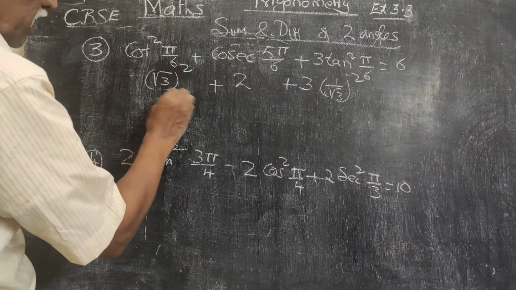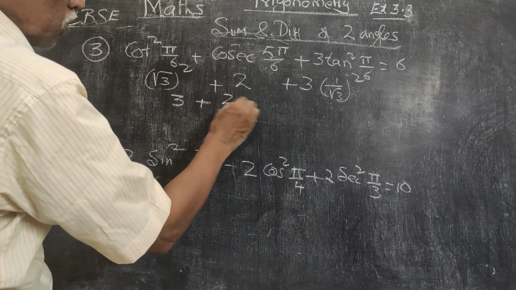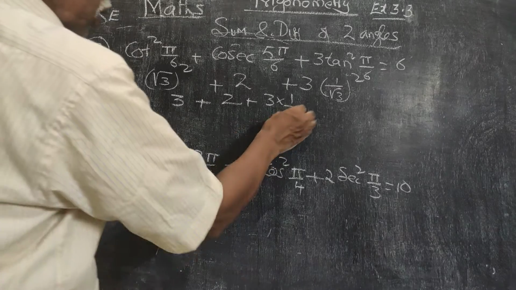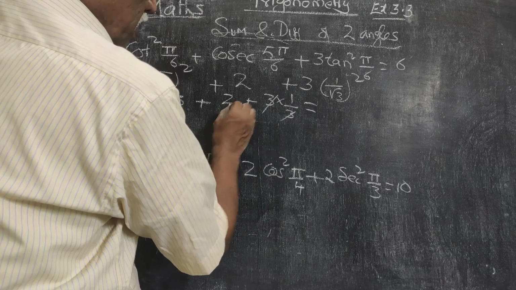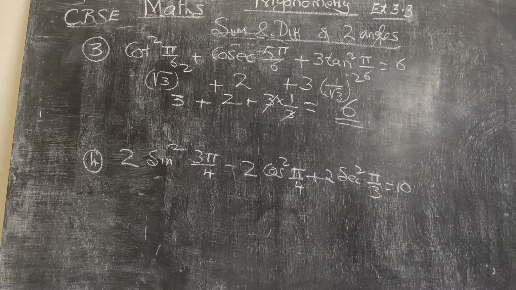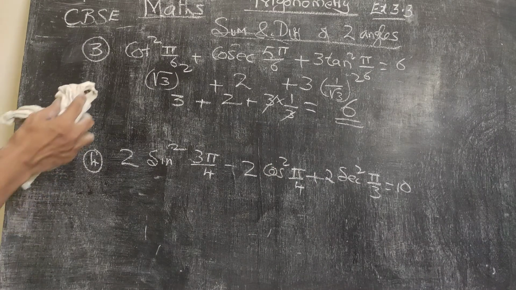So this is root 3, and this is 2, and this is 3 by 1 by 3. So this gets cancelled. 3 plus 2, 5 plus 1, 6. That's what the third problem is over. Now I go for the fourth problem.